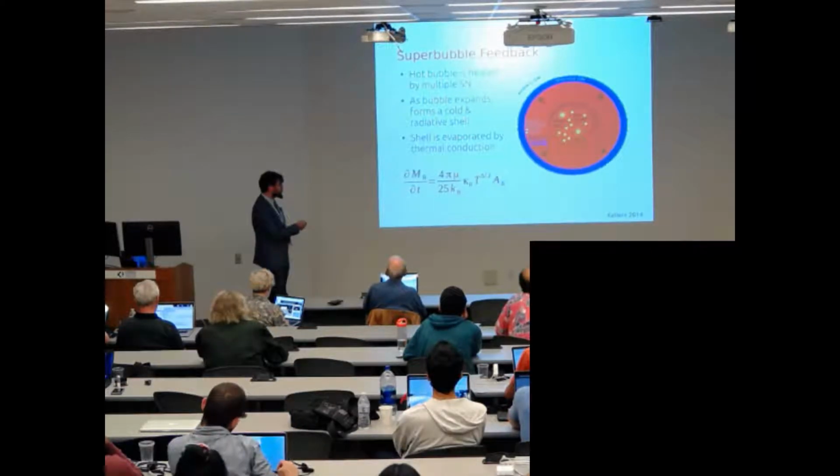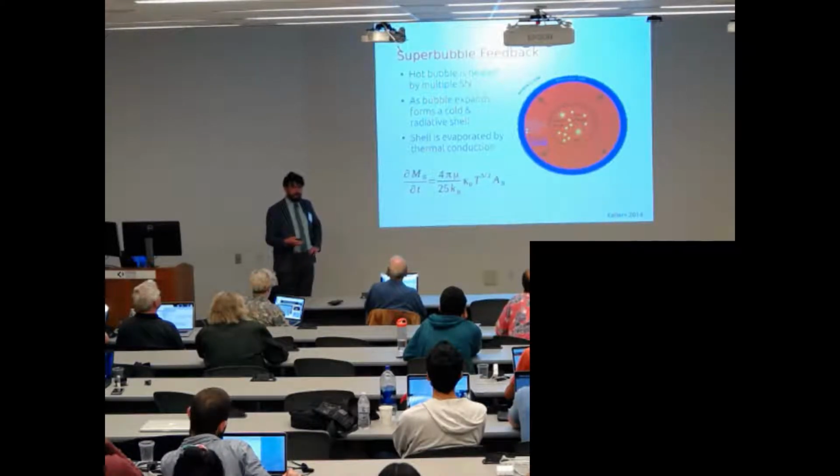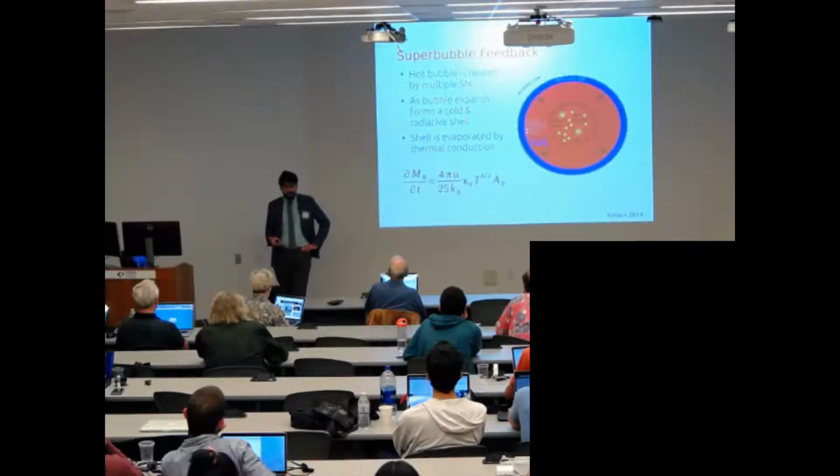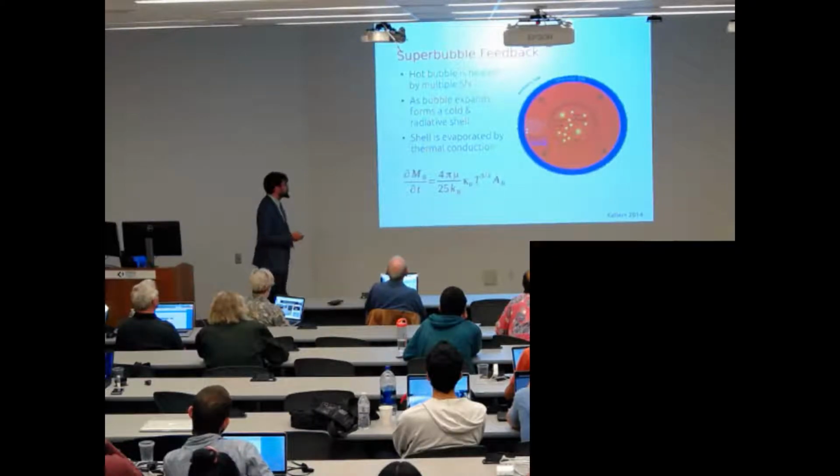And the important thing about this conduction is it's a very strongly self-regulating process. The evaporation rate goes as the temperature to the 5/2 power, which means if the bubble gets too hot, it evaporates quickly, pushing it back to equilibrium. And if it gets too cool, that heating will push it back to equilibrium.